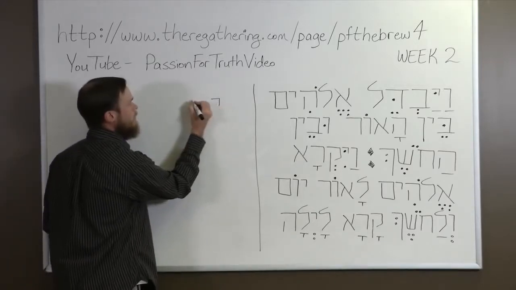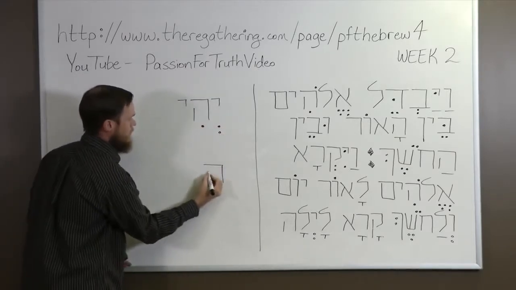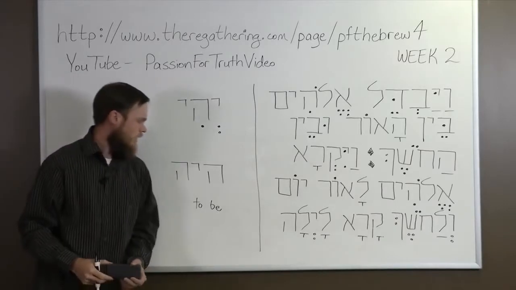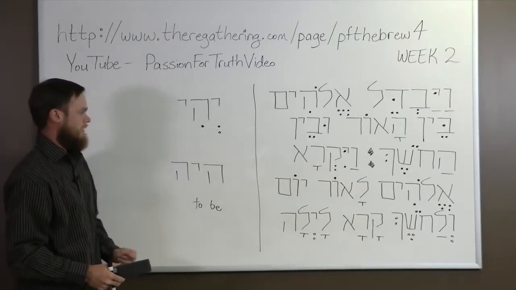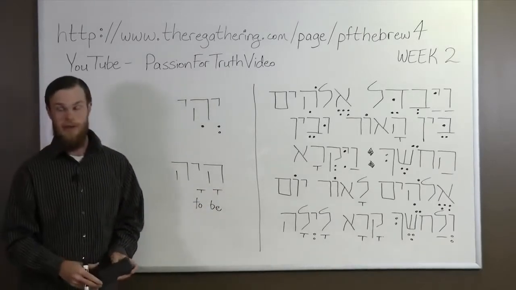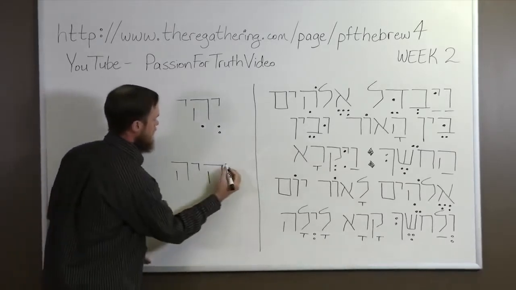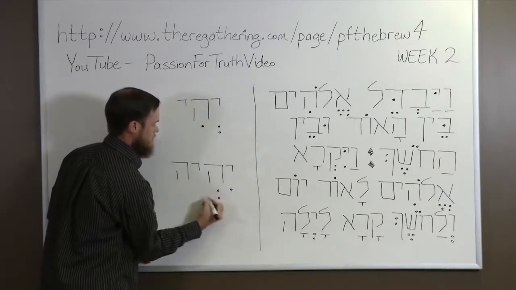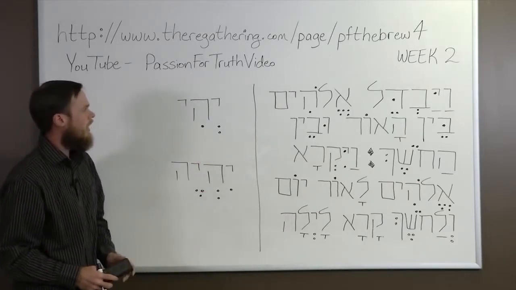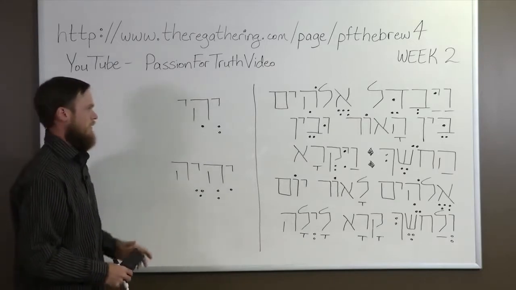Now Yehi, if you remember when I talked about the root Haya, which means to be, or rather Hey Yud Hey, means to be. I mentioned that the past tense is Haya, which means he was, third person masculine singular. He will be is Yehyeh. Okay, but then there's this other form, Yehi. Now, Yehi is actually the jussive form of that root.